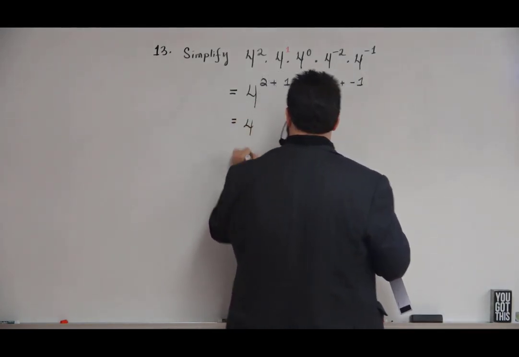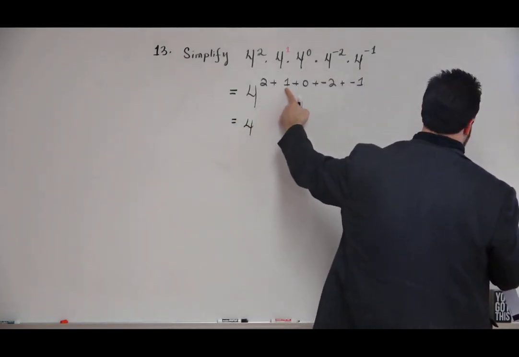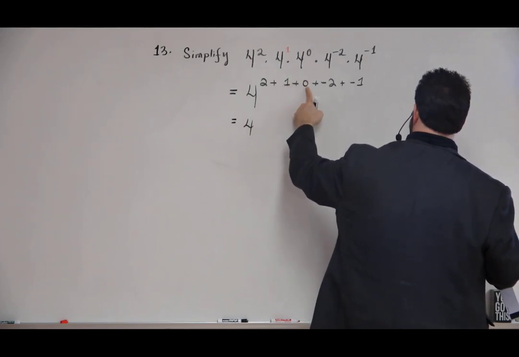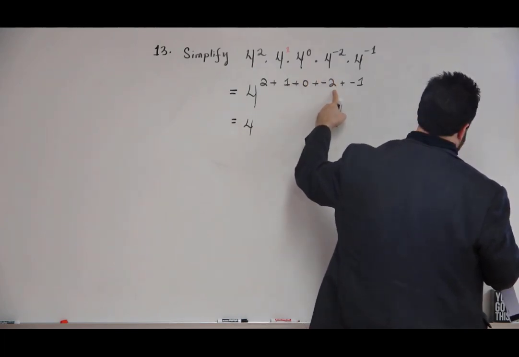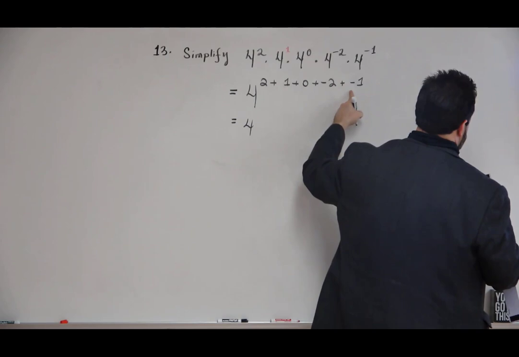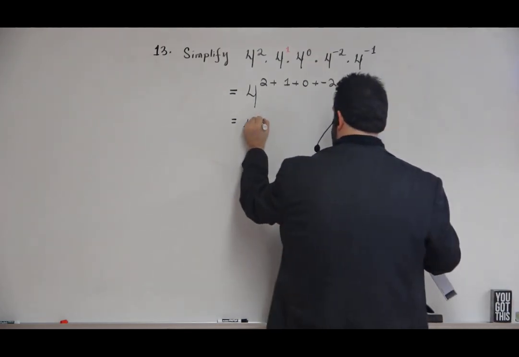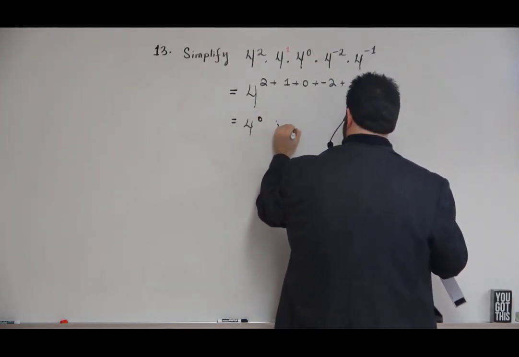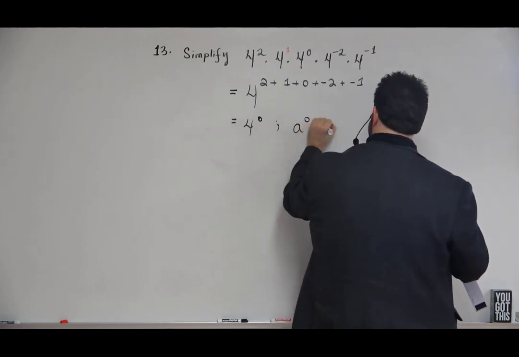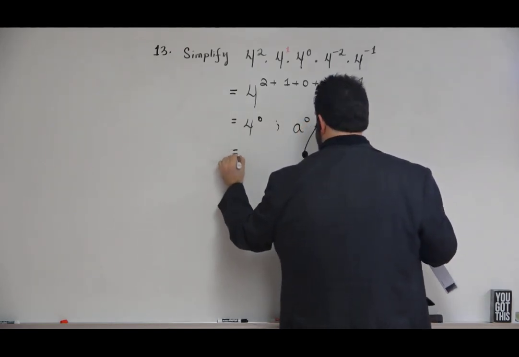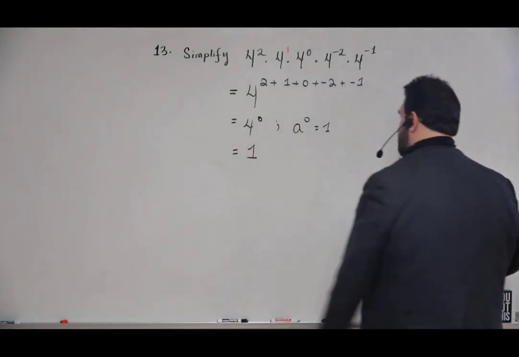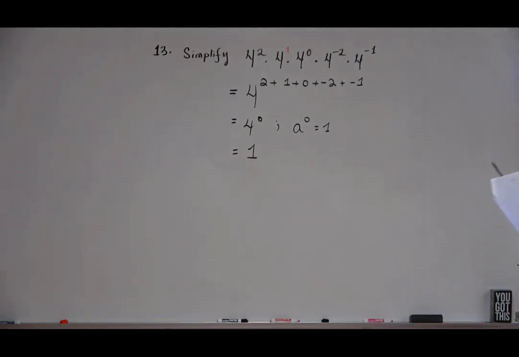Let's do it together. Okay? So 2 plus 1 is 3. 3 plus 0 is 3. 3 plus -2 is 1. 1 plus -1 is 0. So I have 4 to the 0. Recalling that anything to the power of 0 equals 1, then 4 to the 0 equals 1. Final answer, 1.